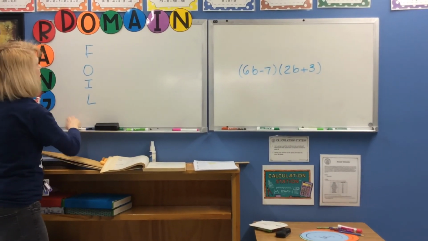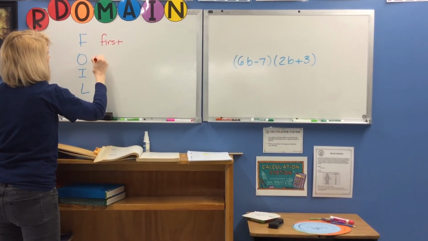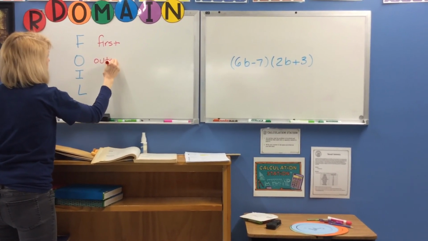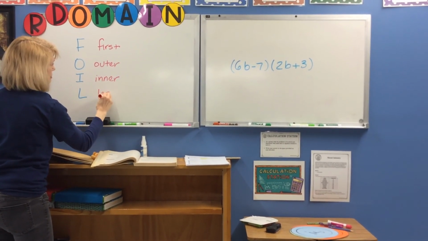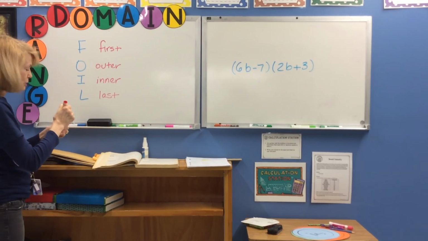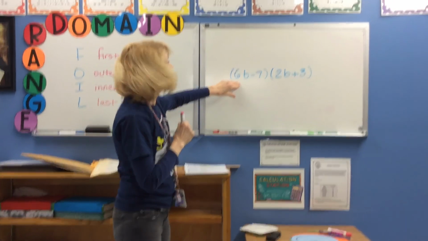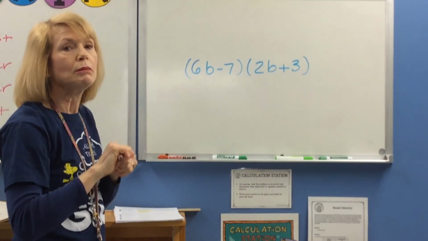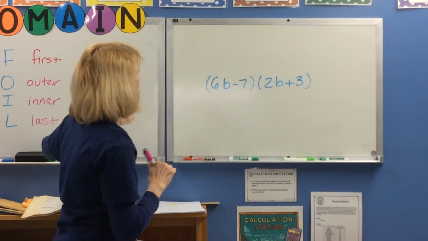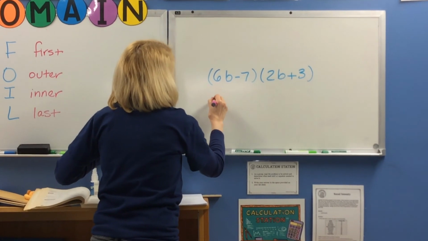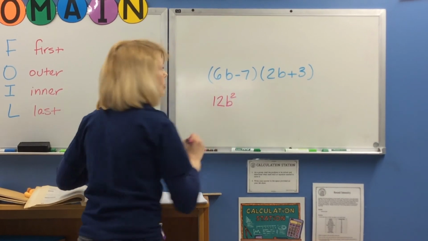Okay, what FOIL stands for is first, outer, inner, and last. Now watch what I do. My first terms are 6b and 2b. So I'm going to multiply 6b times 2b for my f, first terms. 6b times 2b, multiply your 2 coefficients, 12b to the second power.